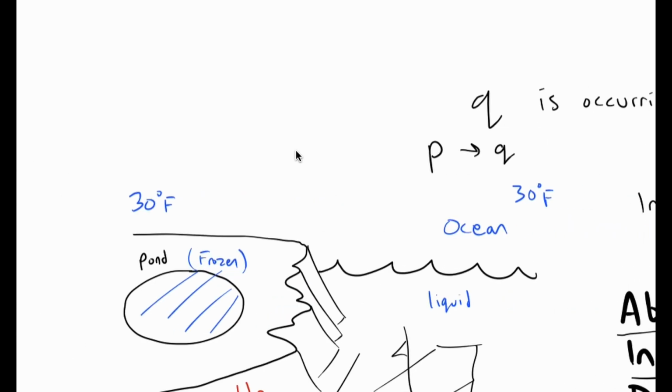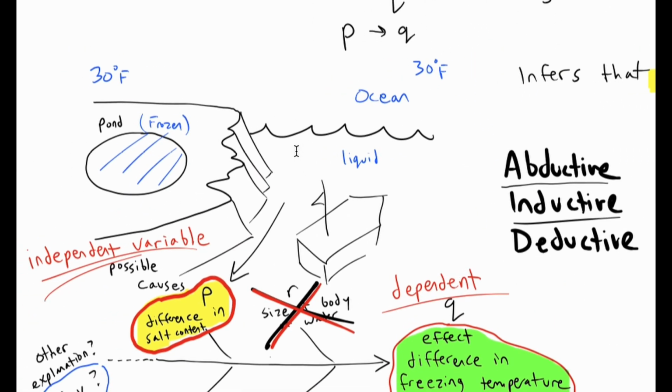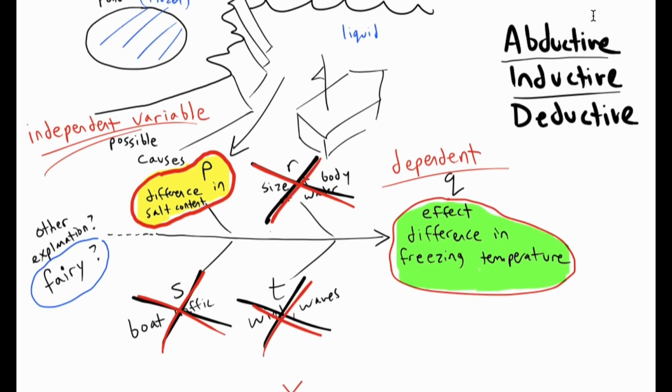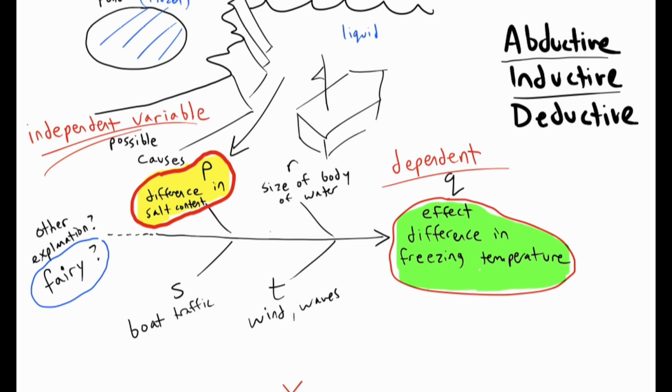A long time ago, I mentioned that you could do an experiment on salt water, where you could look at the ocean on a cold day and see how the ocean was liquid, but a nearby freshwater pond was frozen at the same temperature. And we said that you could investigate the effect that salt has on the freezing of water. However, we also said that in the wider world, there were many different proposed causes which were logical that might affect the state of the water.